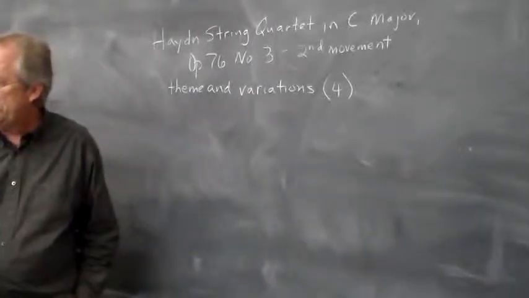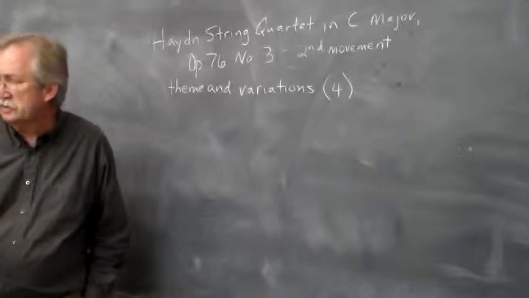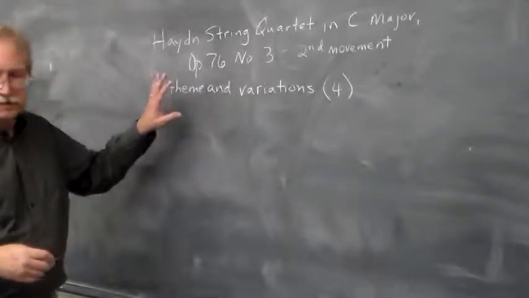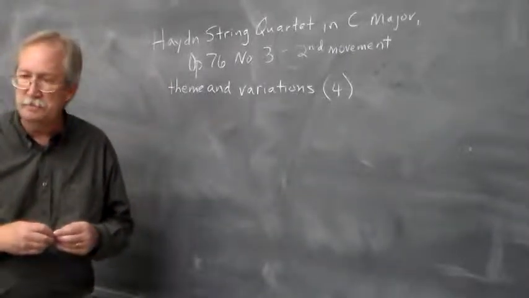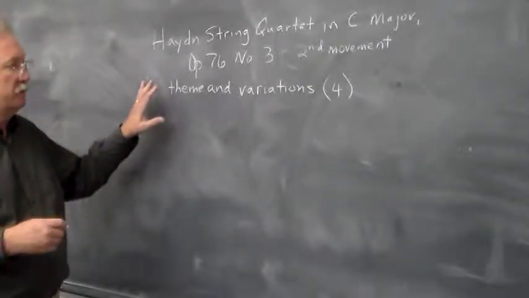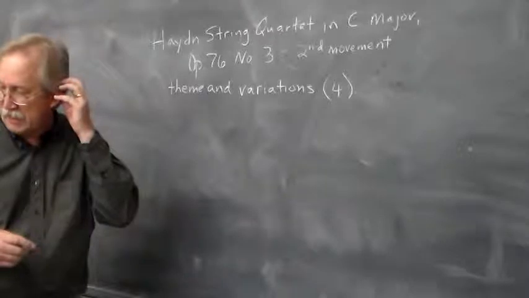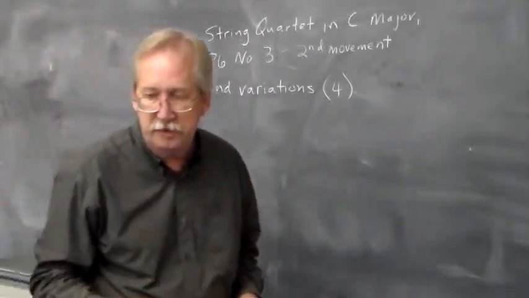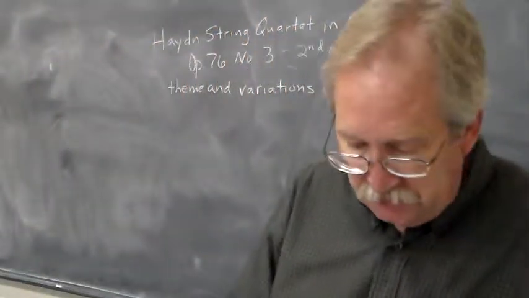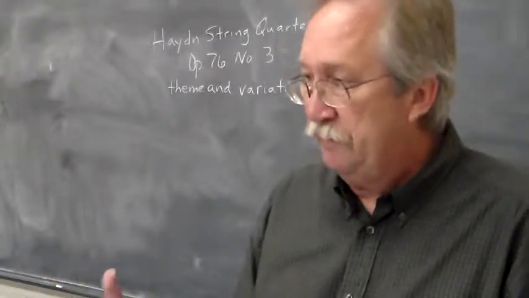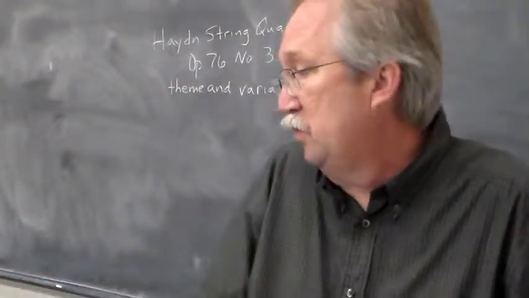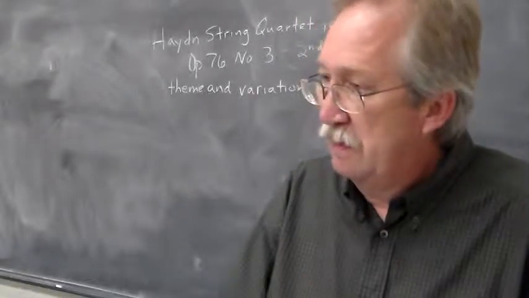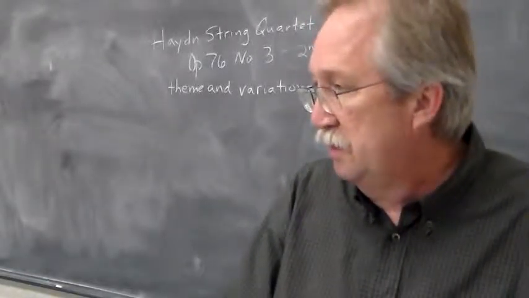So we have looked at one other theme and variation type work, which was the last movement of the Brahms 4th symphony. This, of course, isn't nearly as big or as long, but it makes use of some techniques that have to do with variation structure. Basically the way that you look at a theme and variation movement is to examine the theme and then compare each variation with the theme and what is the same and what's different. And so the whole idea of melodic ornamentation is a basic element in variation techniques.